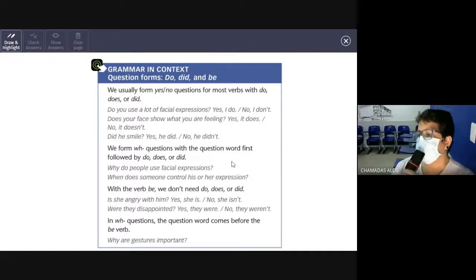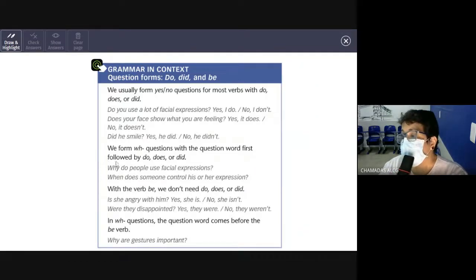Okay, thank you. So when we have question pronouns, they come first. And the question here is an information question. The answer is not yes or no, but a piece of information. Okay? Now, with the verb to be, we don't need do, does, or did. Can you read the examples, please, Pedro?